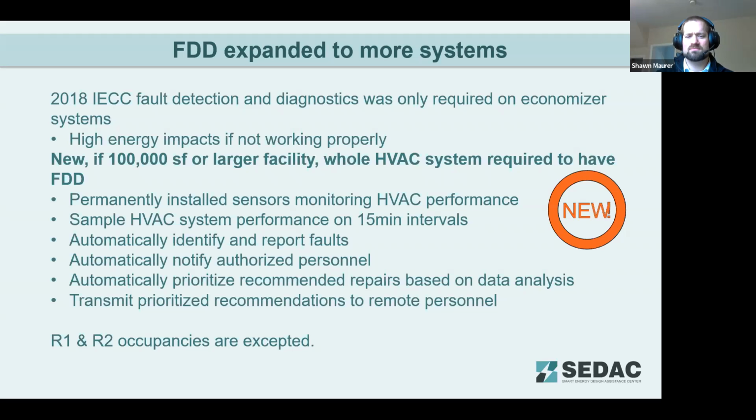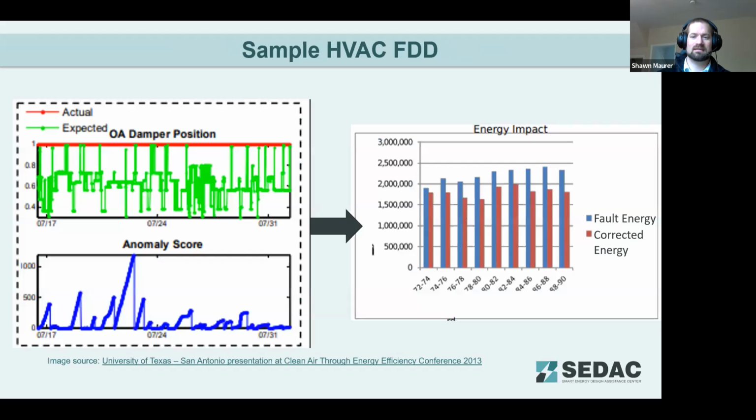These fault detection diagnostic systems will also be able to transmit prioritized recommendations to remote personnel. So having a link to a support network for your SCADA system, the manufacturer or somebody like that. So that if you have a SCADA problem, they can also help you remotely troubleshoot the system and make sure sensors are working properly, the programming's correct, you don't have some kind of error in the code of the management system as well. Group R1 and R2 occupancies are excepted from this, but all other occupancies are required, if they meet that size target, to have that fault detection and diagnostics built in.